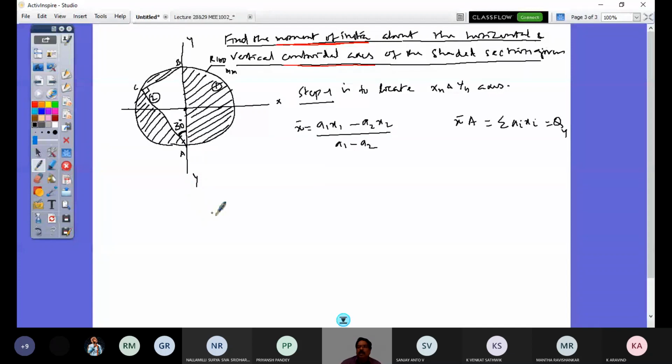So now I can just fill in this. What is my A1? It is the circle area. So the circle area is going to be pi r square, pi into 100 square, into what is my x1? What is my x1? Arvind, what is the x1 value here? Refer to. Priyansh.